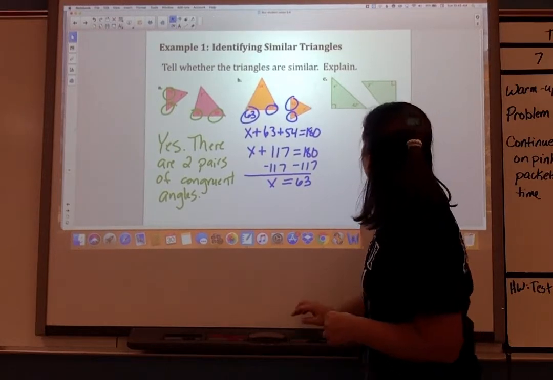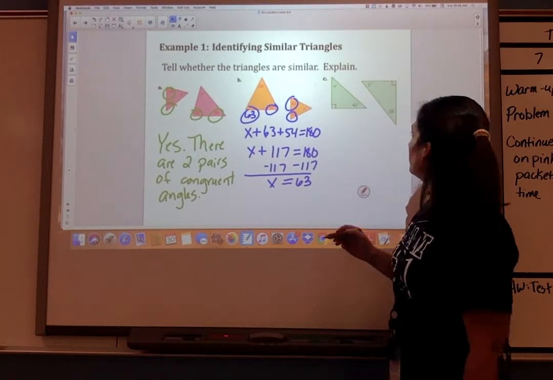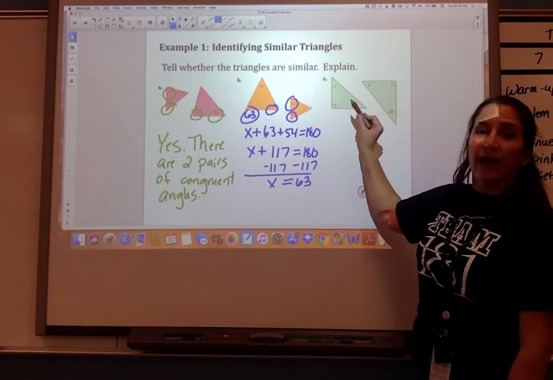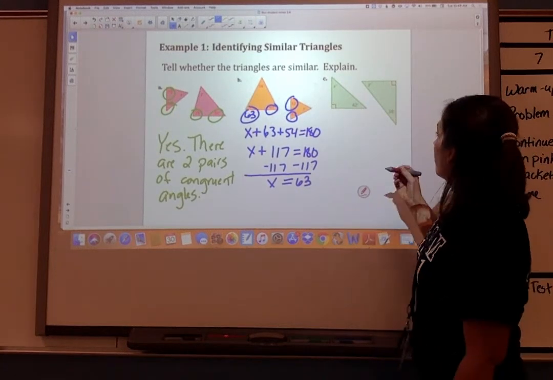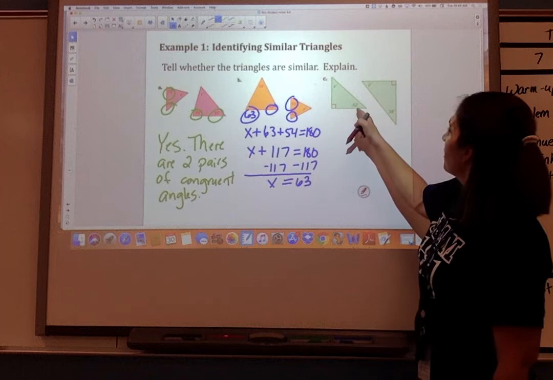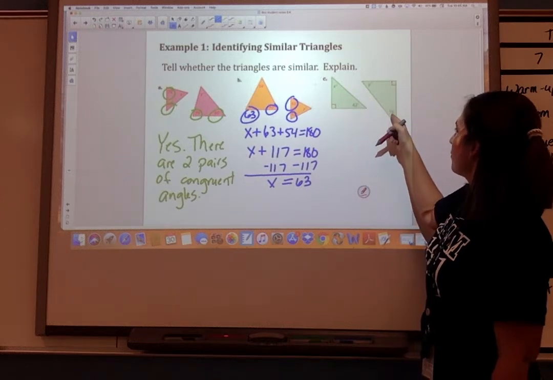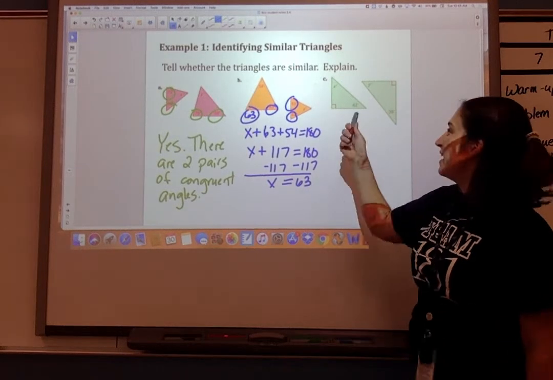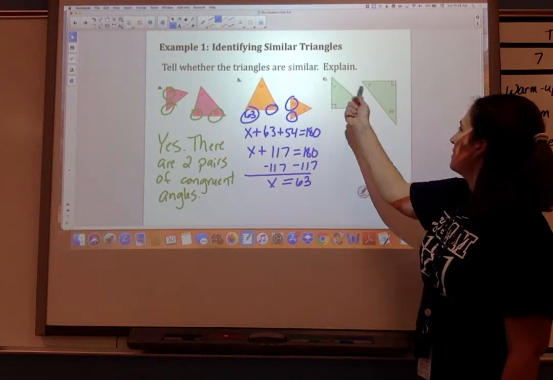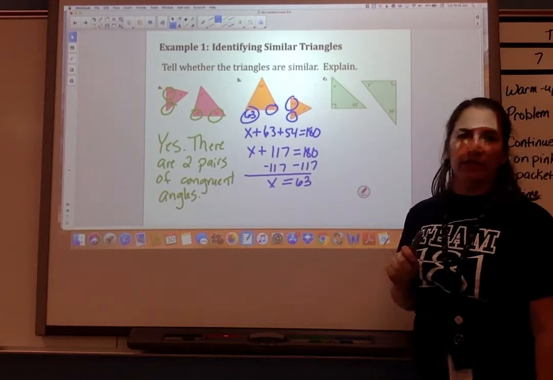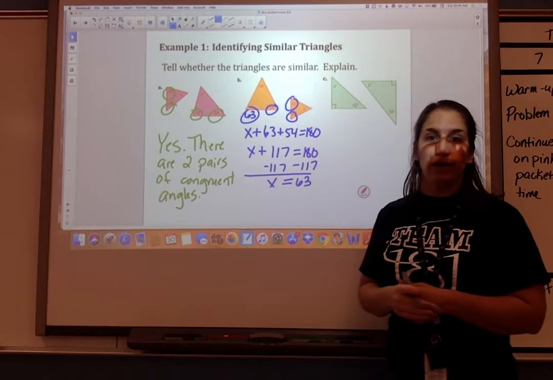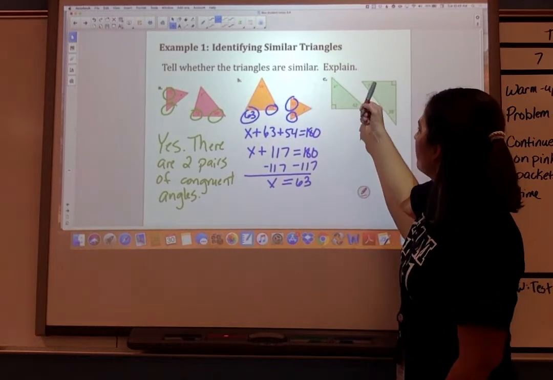All right, let's look at our third example. Here we have two right angles, so we know that pair is congruent. Here we have a 42-degree angle and a 38-degree angle. We need to decide if X is 38 or if Y is 42, and either way that will prove that our angles are congruent. So let's solve for X.